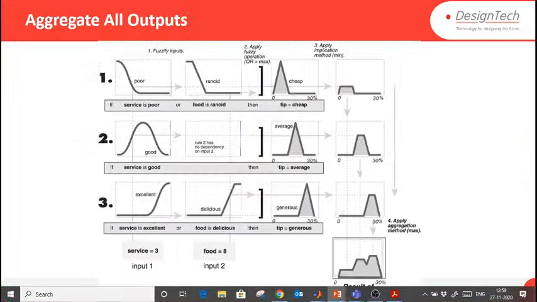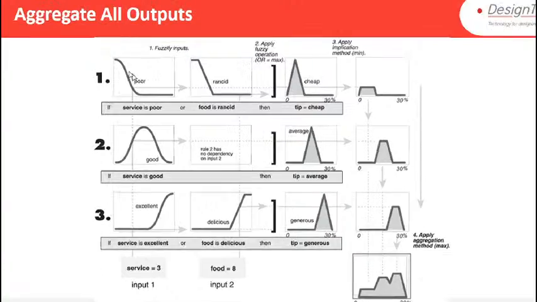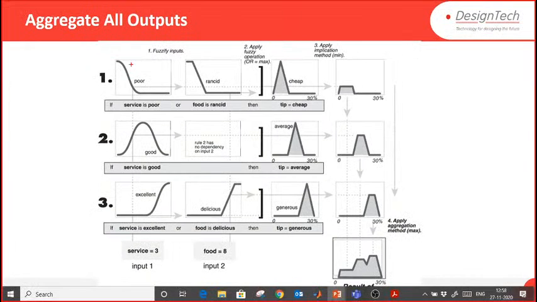Perfect. Like this we make multiple rules. Service is poor or food is rancid. Service is good, then tip is average. If service is excellent or food is delicious, then tip is generous. So like this we will have multiple rules. Depending on the operator, if I am using OR, I will take the max value. If I am using AND, then I will take the min value. Then we do implication with the output. Here always we will take the min value, and this will be my final graph.